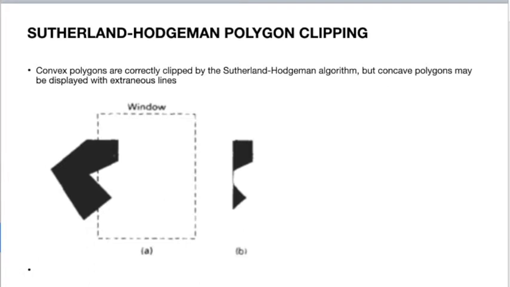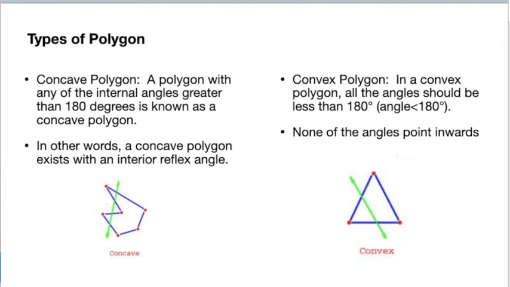In such cases you can use the Weiler-Atherton algorithm, which more correctly clips concave polygons also. It is good for convex polygons as well as for concave polygons. Since you may wonder what a convex polygon and a concave polygon are, I'll give you the difference between a concave polygon and a convex polygon.